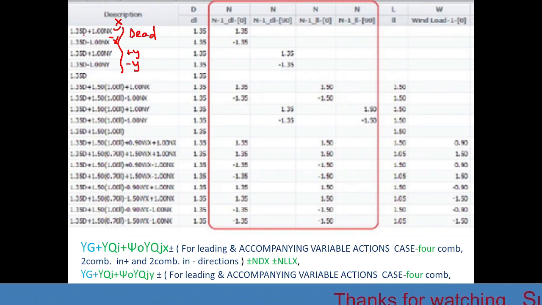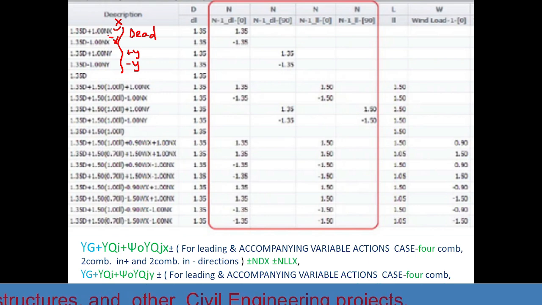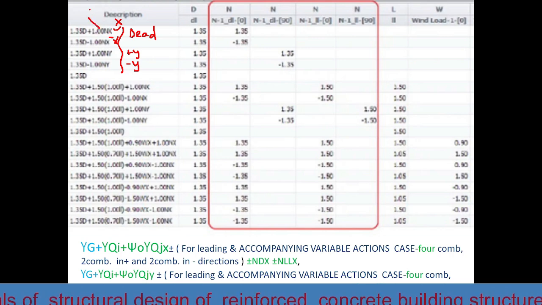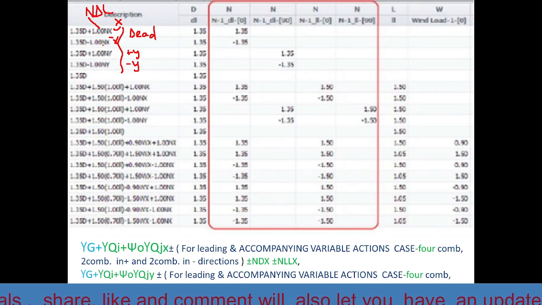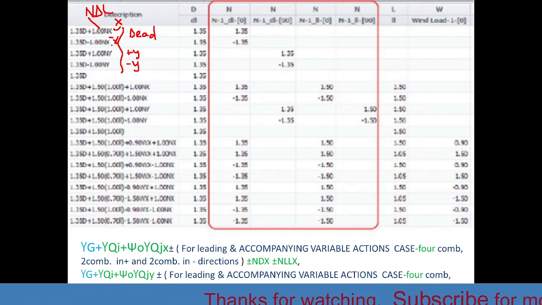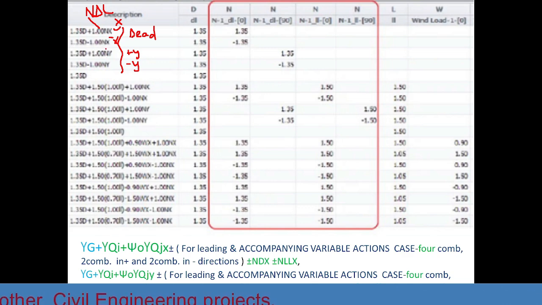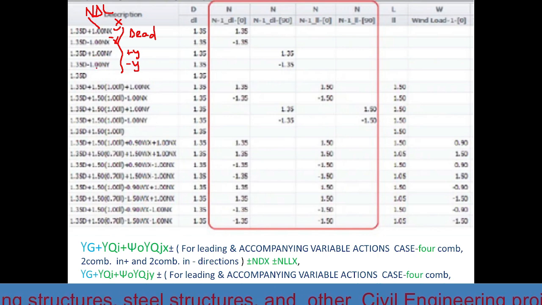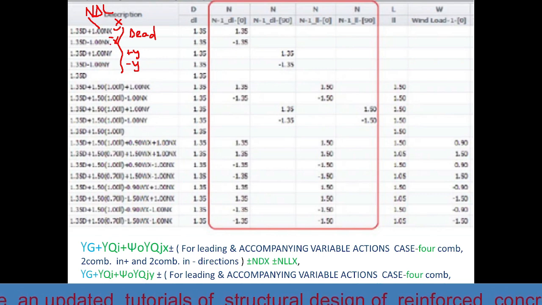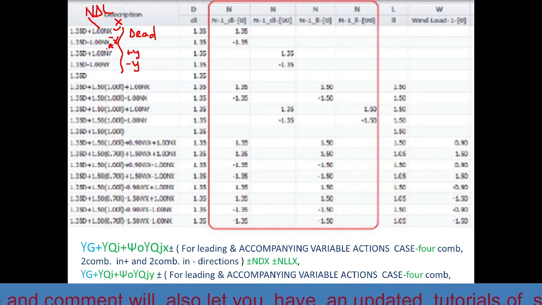That means this is dead load. So 1.35 dead load plus 1 times notional dead load in x direction, and this one is also notional dead load in x minus direction, and this one is 1 times notional dead load in y positive direction, and this one is the notional dead load in y minus direction. So here there is the dead load here.